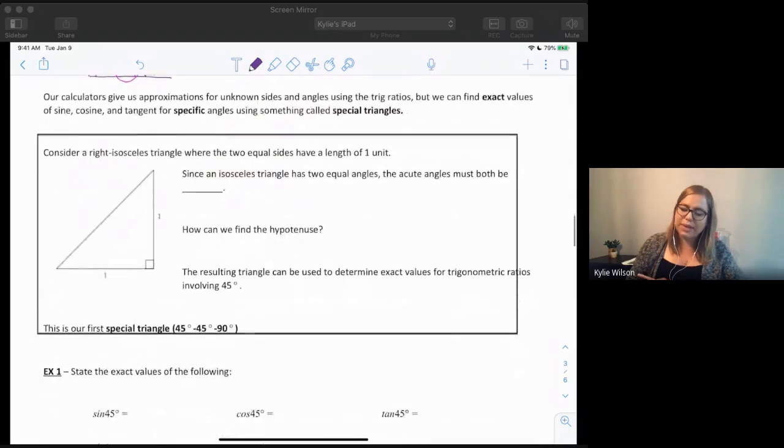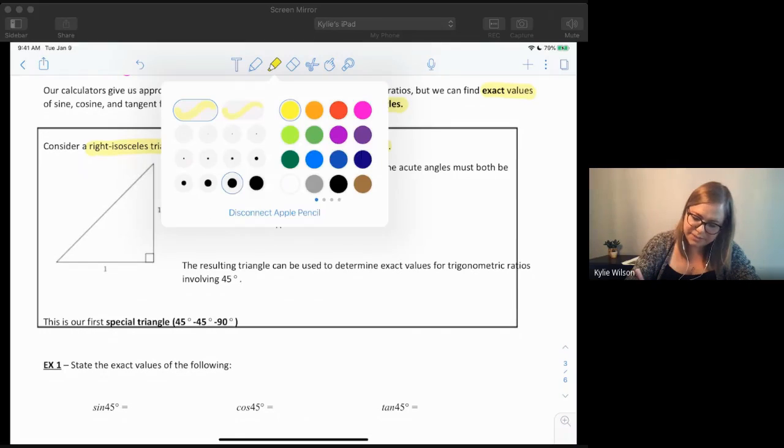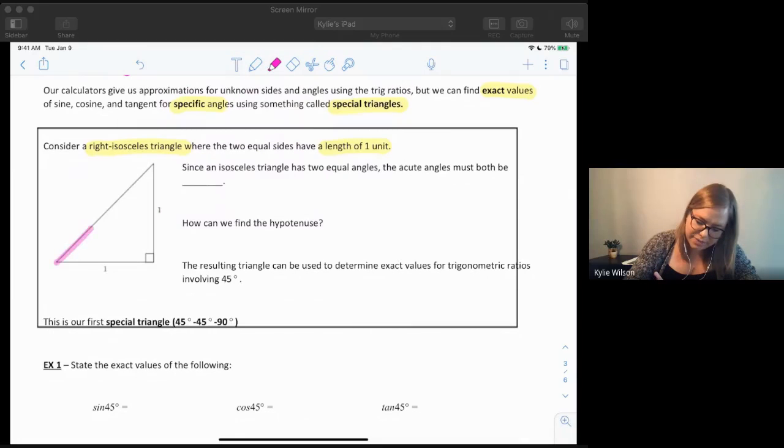So how we get these specific angles and these exact values are from special triangles. We're going to go through and explain what special triangles are, how you can find them, all of that stuff. So let's start by considering a right isosceles triangle where the two equal sides have a length of 1 unit. So here's our isosceles triangle here. We have a right triangle. You can see it has a right angle and both sides are 1. So that's our first start.